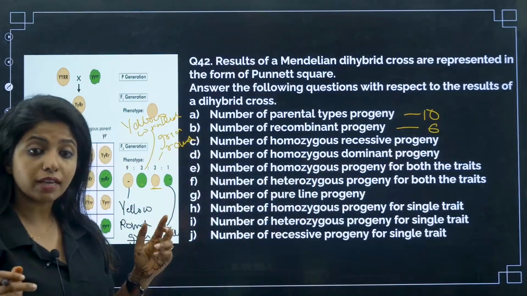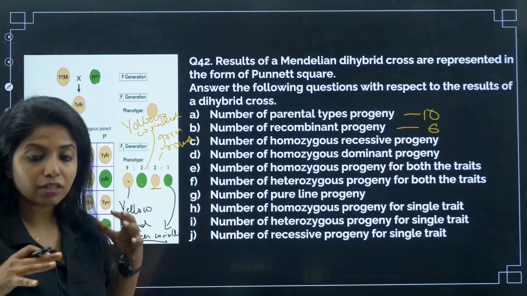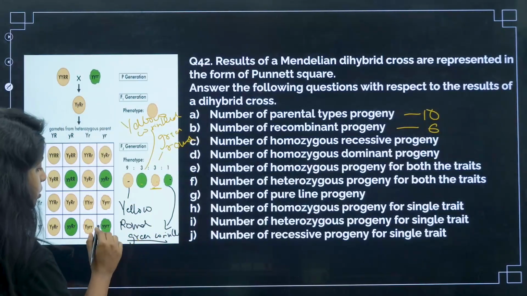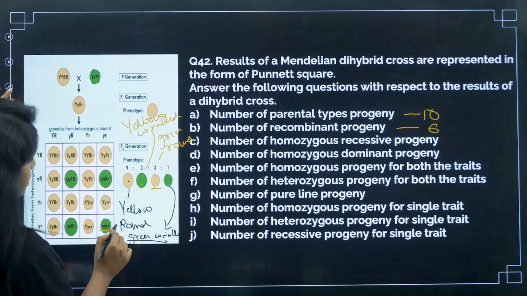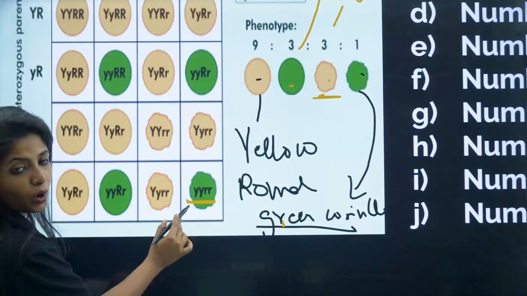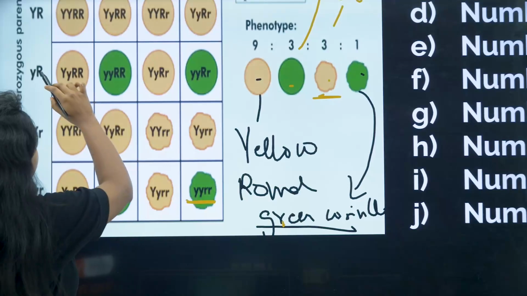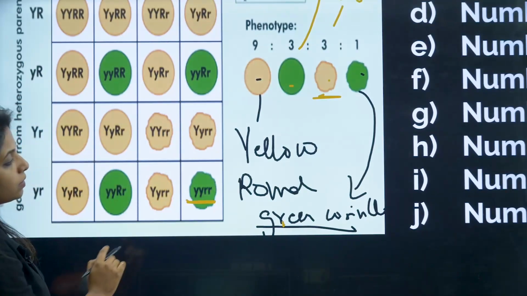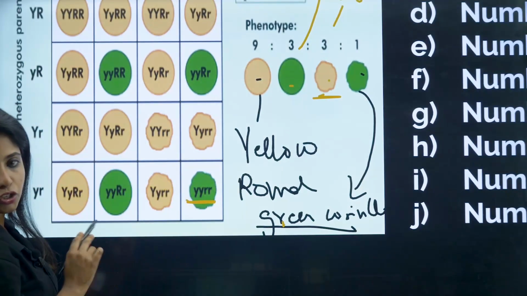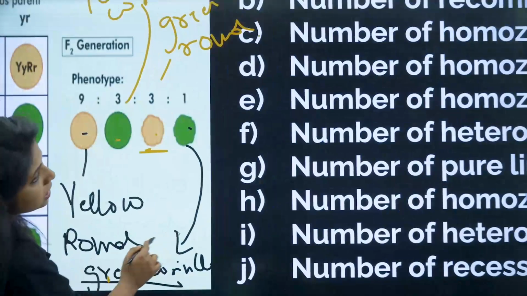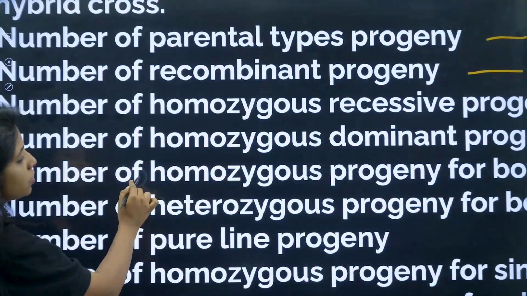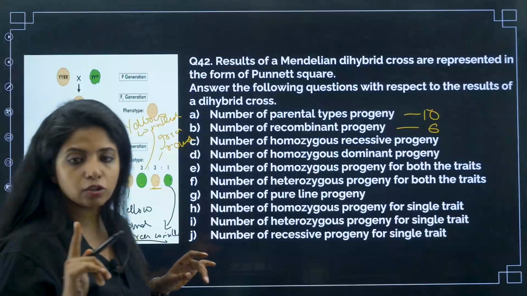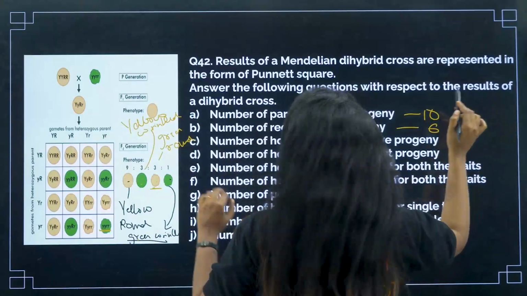Now next, number of homozygous recessive progeny. Homozygous as in both the alleles should be recessive, my dear children. So homozygous recessive, totally recessive, I just have this one. What is this? If you cannot see, I can zoom in and show it to you. Small y, small y, small r, small r. In none of the other places will you see both of them recessive. It's totally recessive, and there is only one such progeny, my dear children.